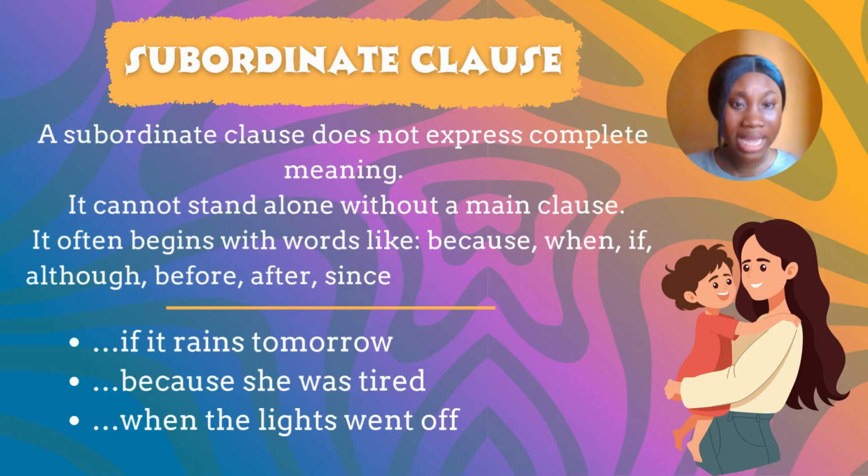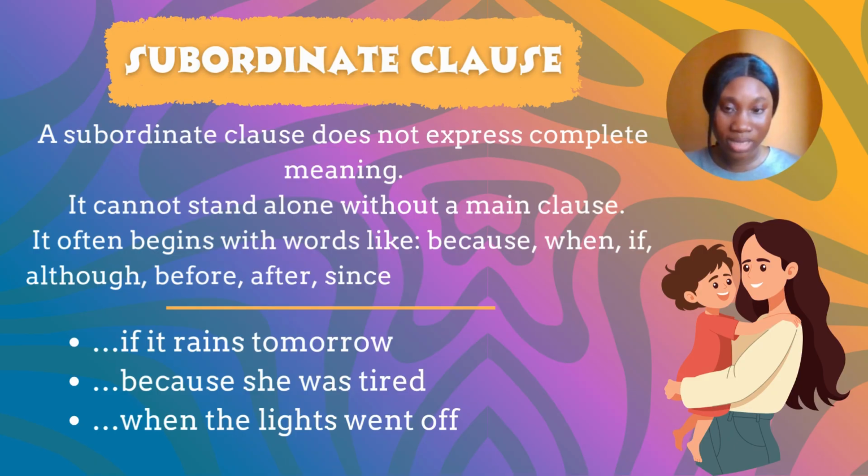Now, for you to easily identify a subordinate clause, always make use of conjunctions. Conjunctions are words that we use to connect or join two sentences together. So when you see examples of conjunctions, like because, when, if, although, before, after, since, and so on, all those words give you a clue that this is a subordinate clause.